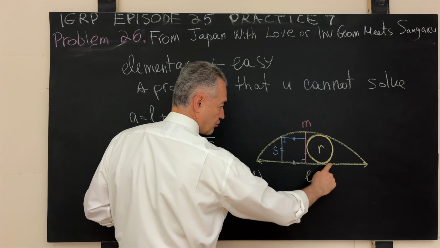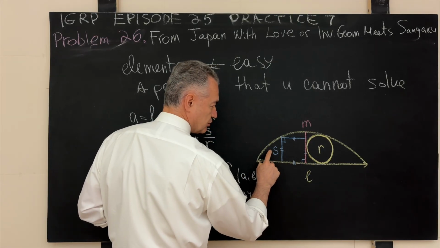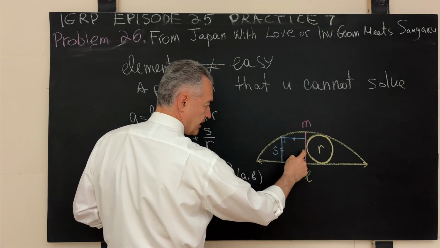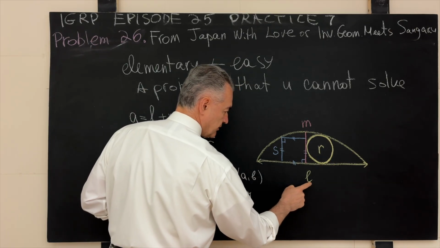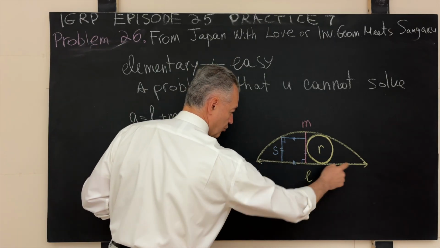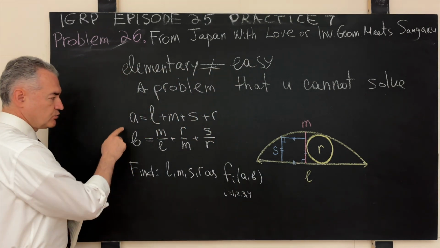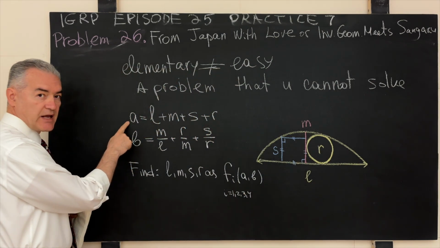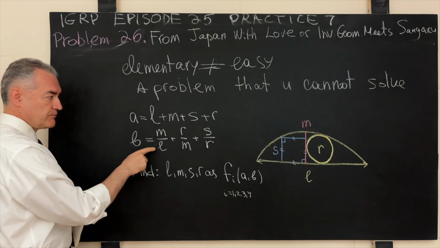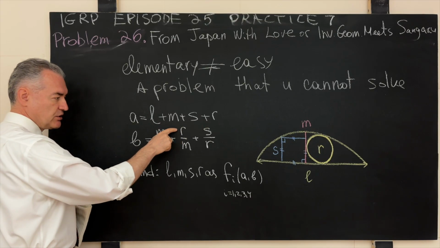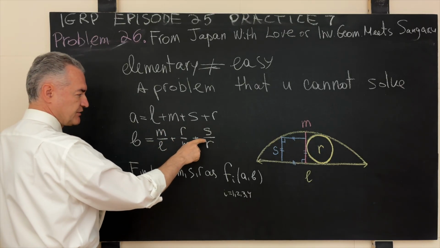So the circle is shown in yellow, the square is shown in blue, the perpendicular bisector M in red, and the circular segment shown in yellow with a bounding chord of length L. Now here we define two numbers. The number A is the sum of all these magnitudes, and the number B is the ratio M to L plus R to M plus S to R.